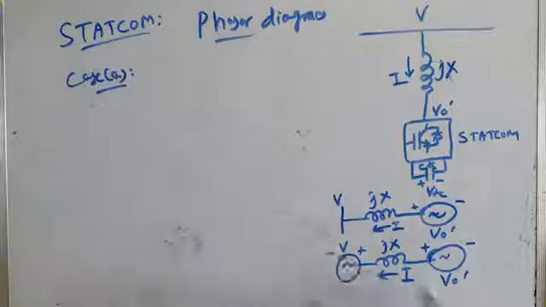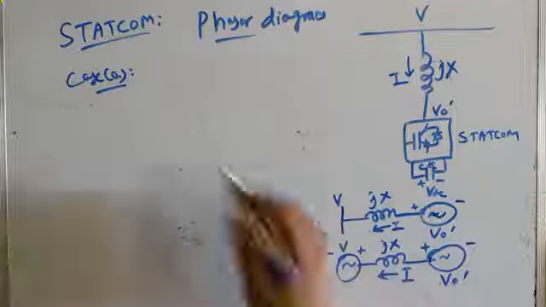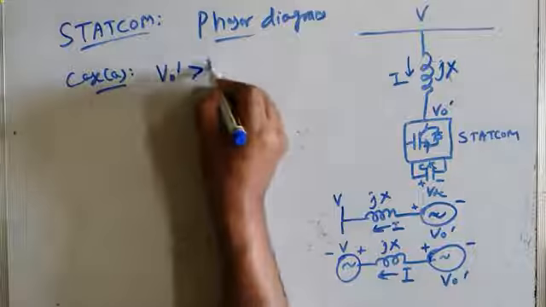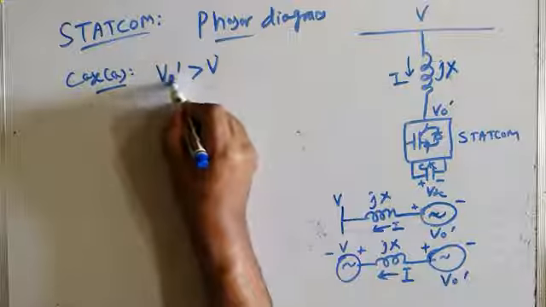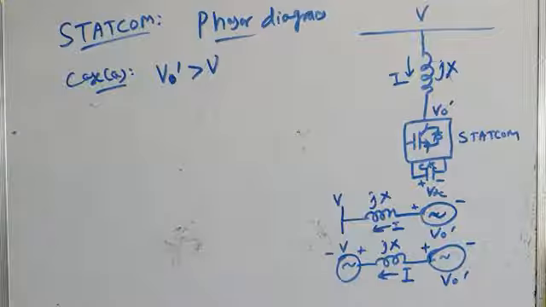Case A is I increase the modulation index of the inverter, making V0 dash greater than V. That's inverter output voltage greater than AC bus voltage. This is similar to overexcitation of a synchronous condenser. Okay, so when this is the case, apply KVL here.